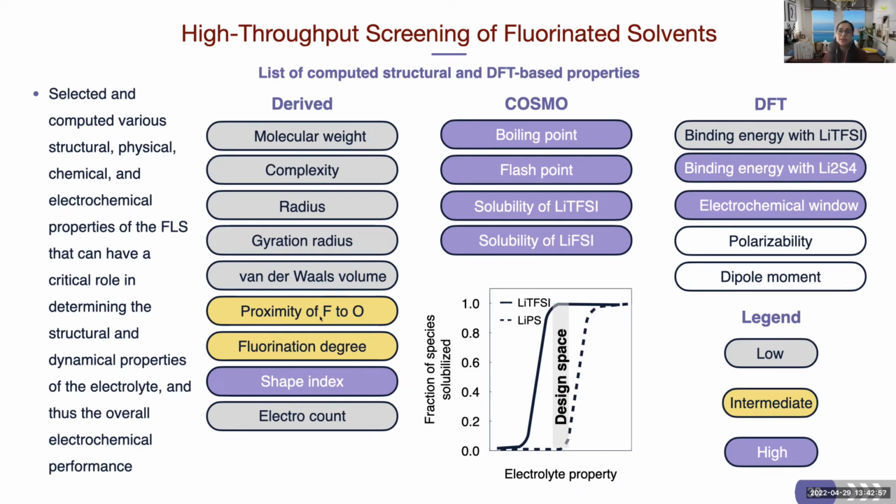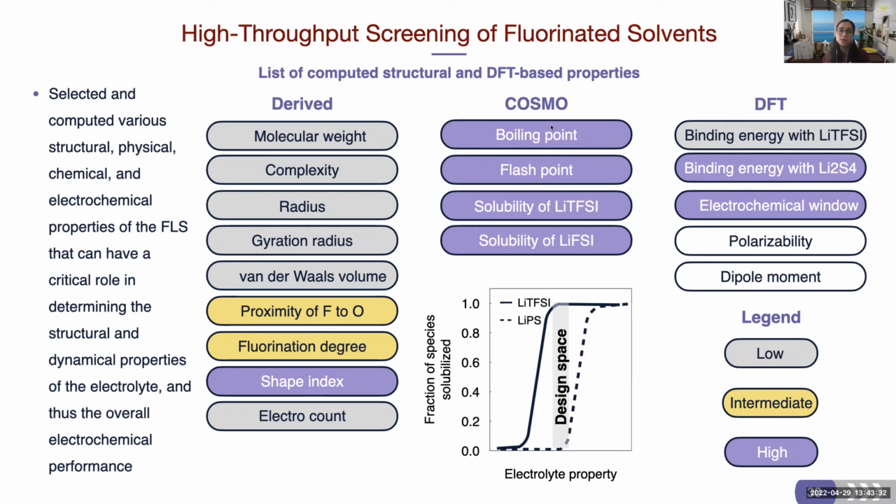On the other hand, properties like proximity between fluorine and oxygen, we want them to be on the intermediate range, because if fluorine and oxygen are too close, it will have high solvating power. If they're very far, they won't be able to dissolve the salt. On the other hand, properties like shape index, we want them to be on the higher range, because shape index indicates a linearity in a molecule. And it's typically known that the more linear the molecule, the better the dynamical properties. So the first class is for the derived properties.